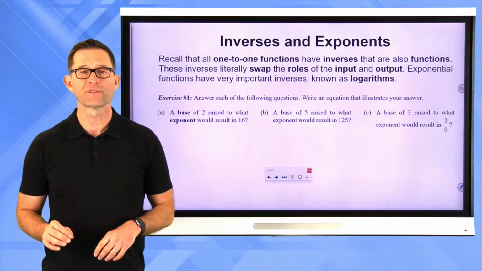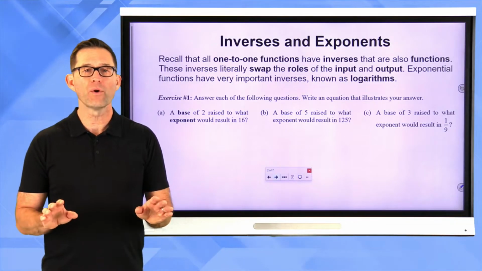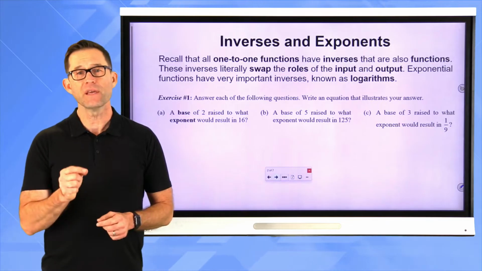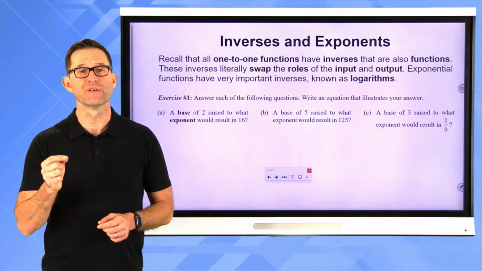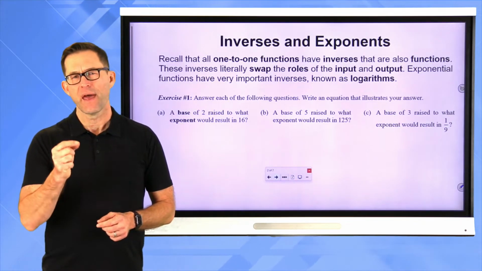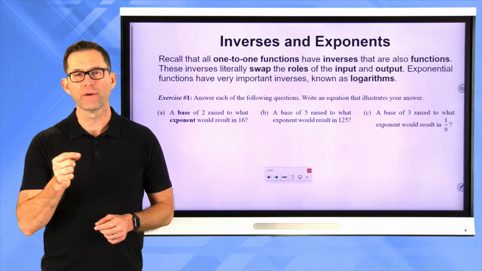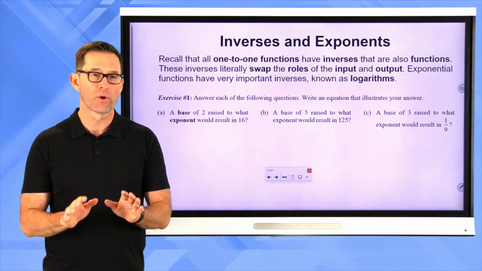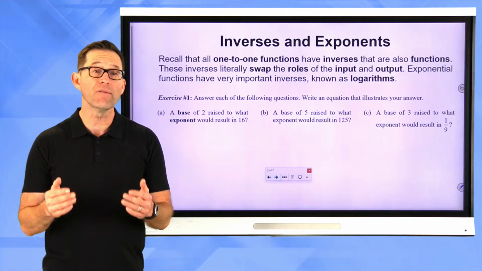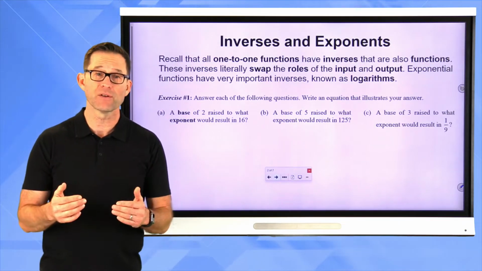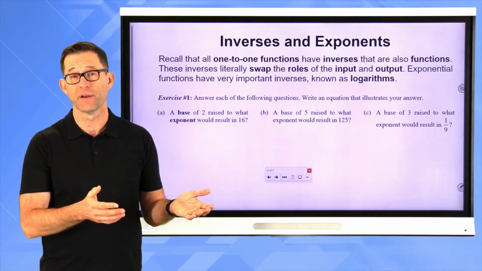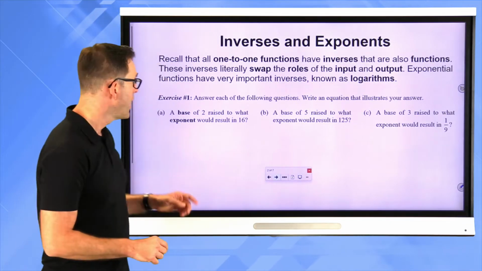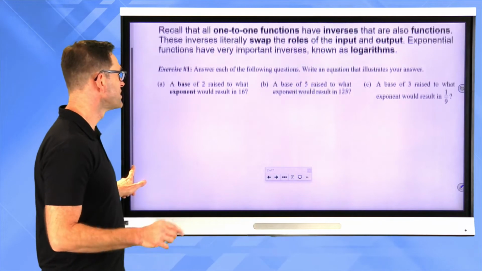Inverses and exponents. Recall that all one-to-one functions have inverses that are also functions. These inverses literally swap the roles of input and output. Exponential functions have very important inverses known as logarithms. So in this entire unit, we're going to be studying the inverse functions of exponential functions, which of course we studied in the last unit. And those inverses are known as logarithms.